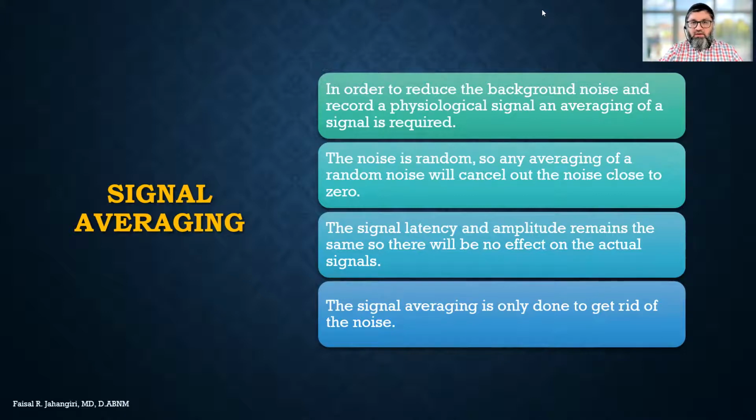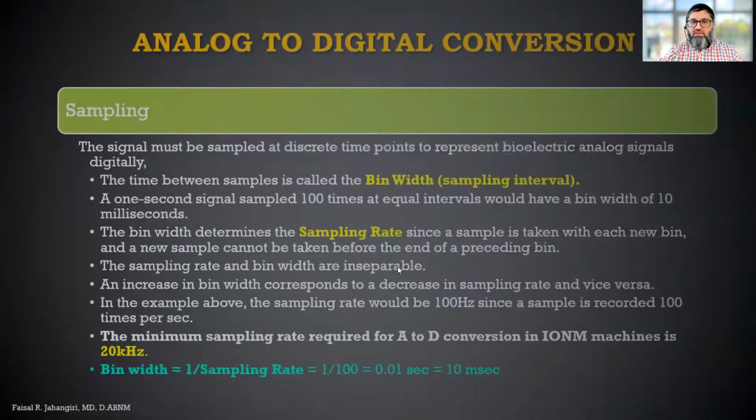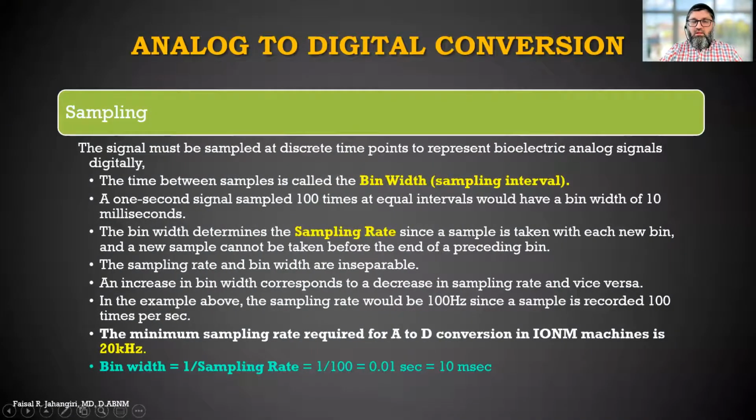But the noise is random. So noise is positive, negative, or of different amplitude. When you average the noise, it decreases the noise. It cancels out. It never comes to zero, but it tends to zero. So when you increase the number of averages, the noise is reduced, but the signal comes out. So the reason we do signal averaging is to get rid of the noise.